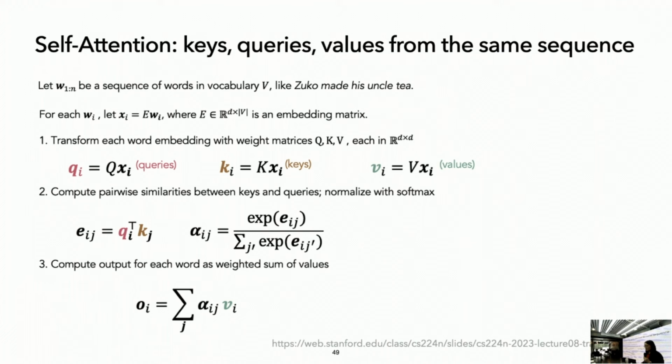Then you can compute the pairwise similarities between keys and queries and normalize them with softmax. The last step is that you calculate the output for each word as a weighted sum of values. So this is the process of calculating self-attention. We are not going to go deep into this because there are many steps ahead, but you should definitely take some time to reflect on how this is calculated.